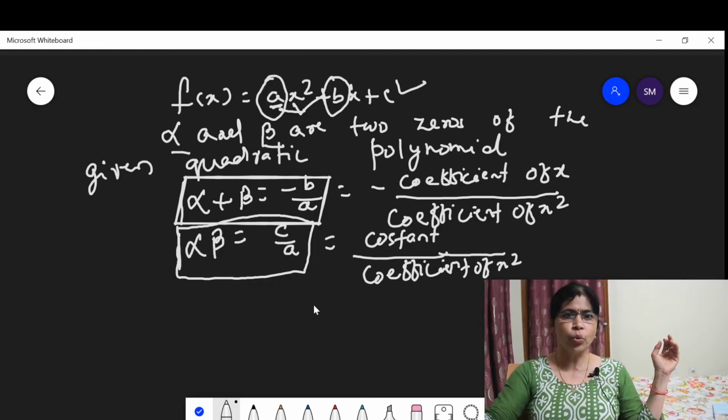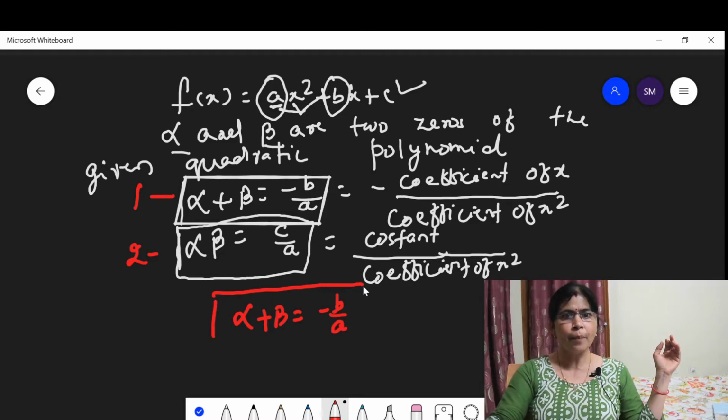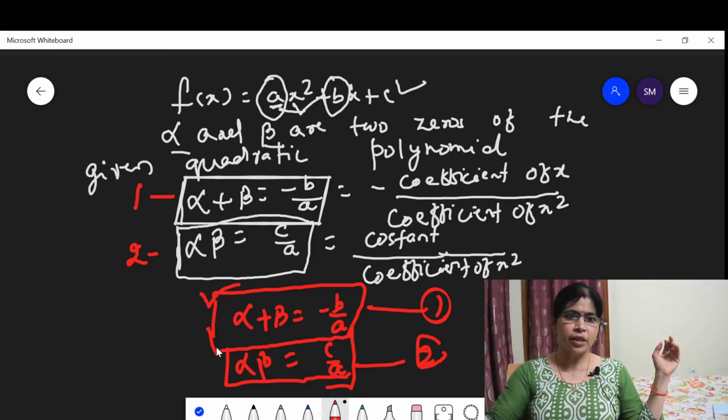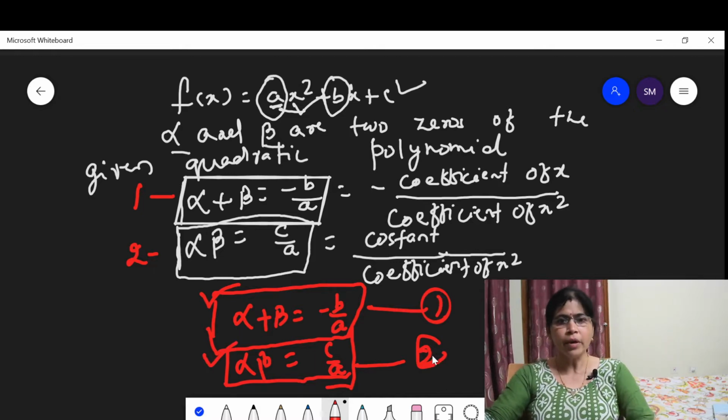This is too important. This is one relation, this is two. These two are very important. The first relation says that alpha plus beta is equal to minus b upon a, and the second is alpha into beta is equal to c upon a. Now, based on these two relations, let us solve some important examples.